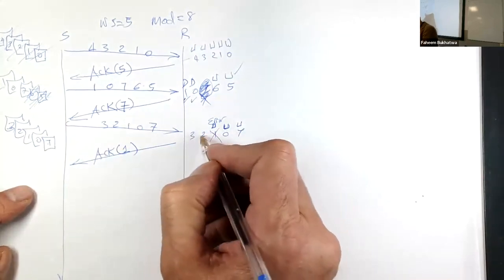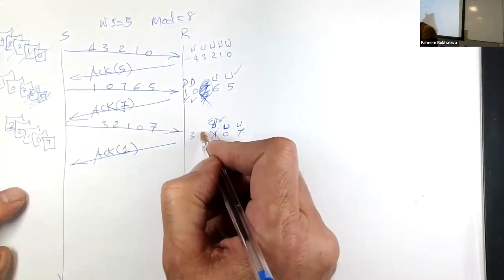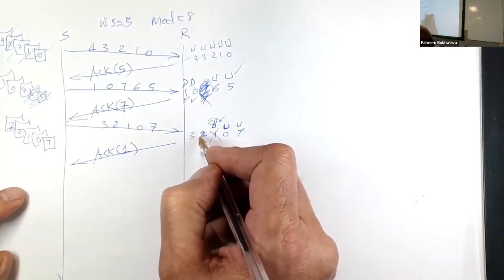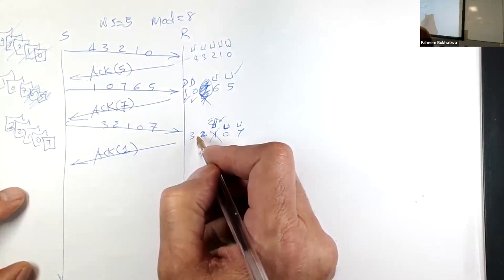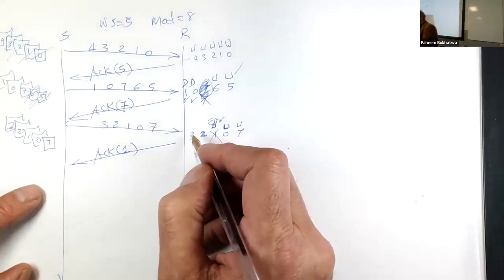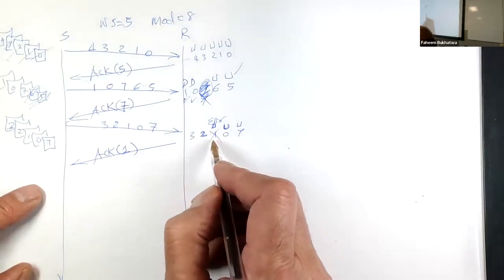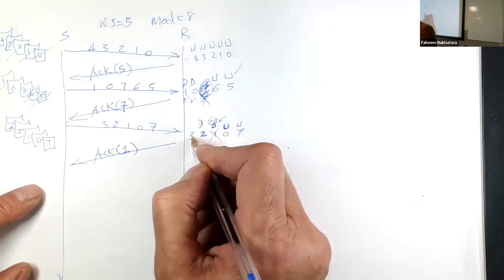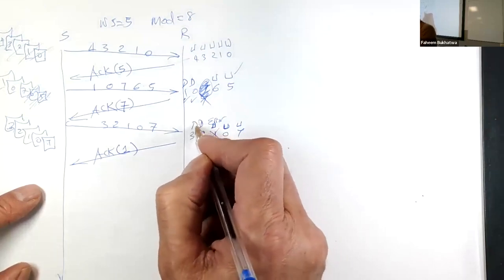Number 2 is okay. What will we do with it? Is number 2 okay? It has no error. Why discard it? Yeah, so it's out of sequence. So we're looking for number 1. We got number 2. That's out of sequence. So discard. Number 3 is also discarded.